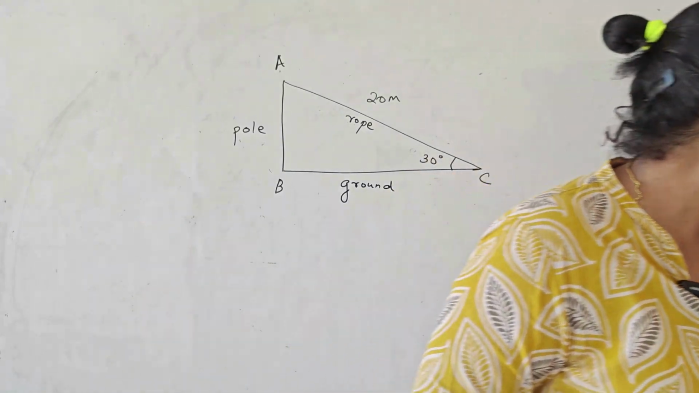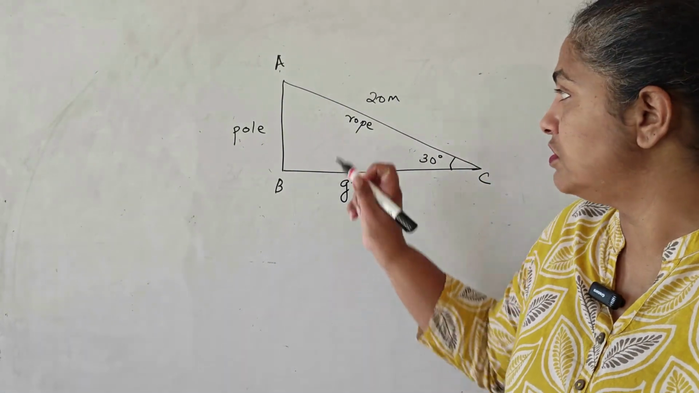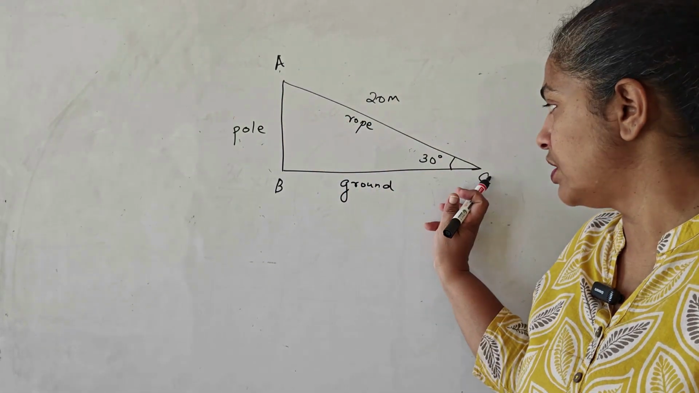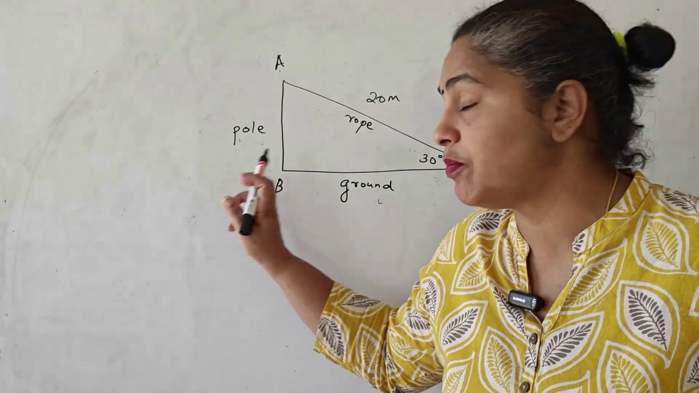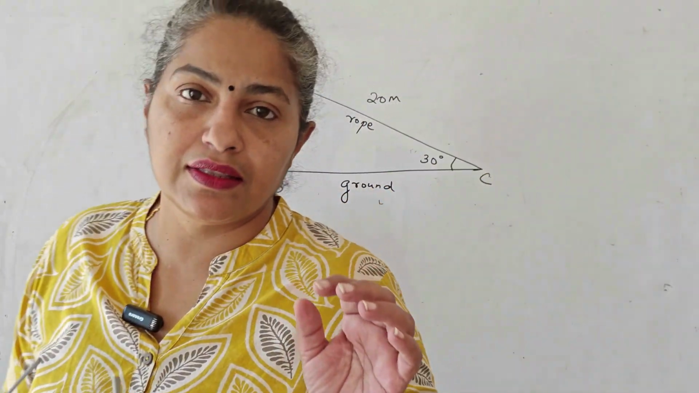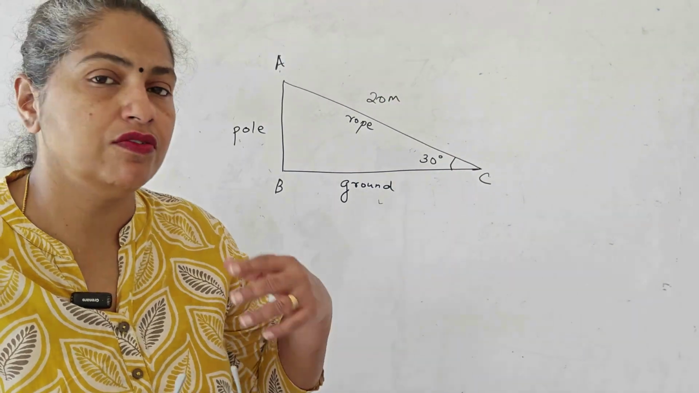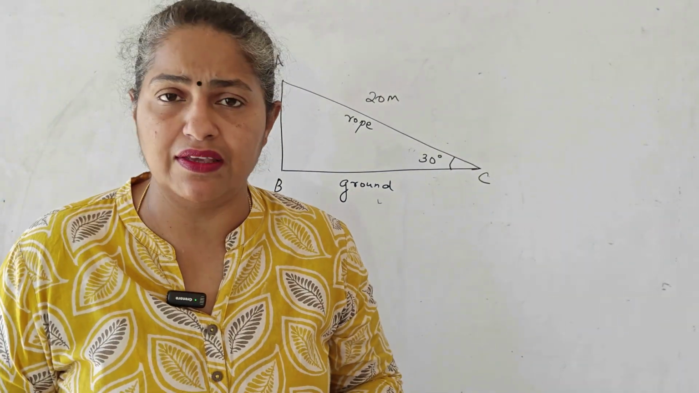The diagram is already given to us. So there is a circus artist who is climbing a rope which is tied from the top of a pole to the ground. So this is our ground level, this is the pole, and this is the rope. Now it is given to us that the rope makes an angle of 30 degrees with the ground. So since the diagram is given to us, it is very easy.